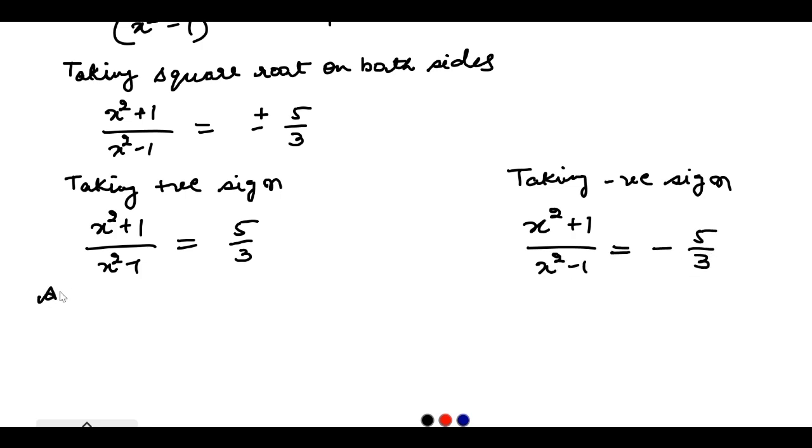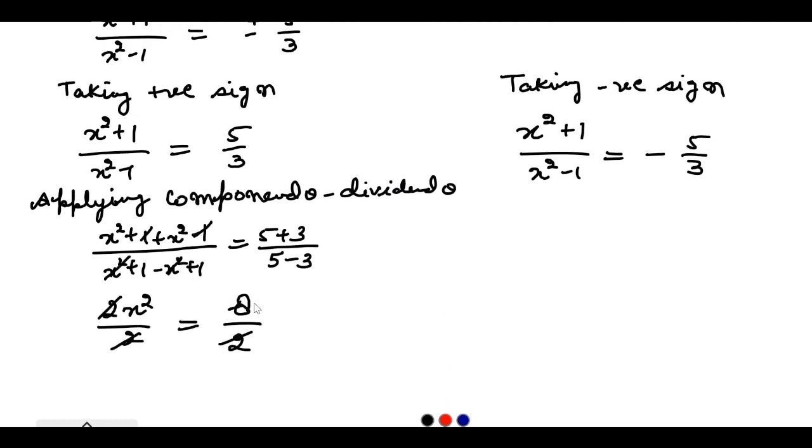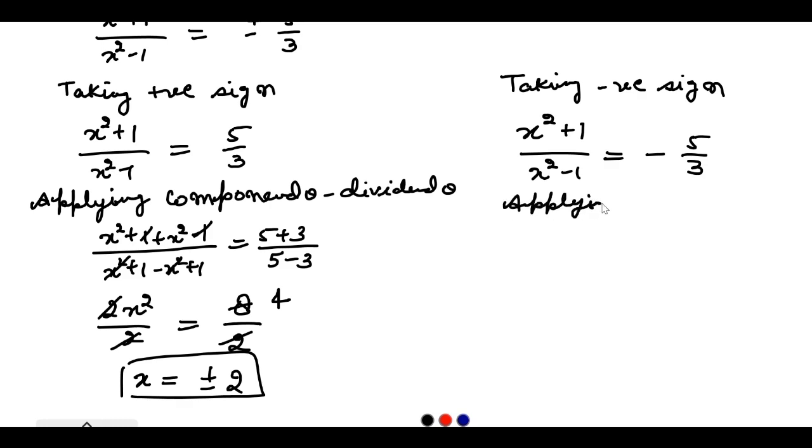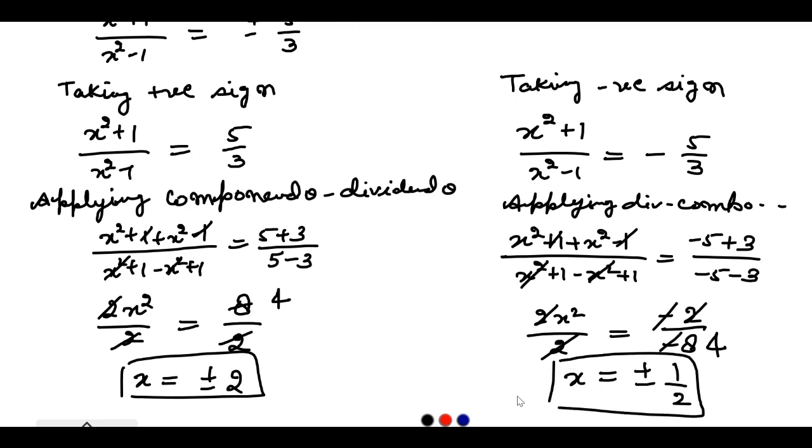Again applying componendo dividendo. Numerator plus denominator and numerator minus denominator. Same on right hand side. X square is equal to 4. It means x is equal to plus minus 2. Now consider the second case and apply dividendo componendo. X square is equal to 1 by 4. It means x is equal to plus minus 1 by 2. These are the values of x.